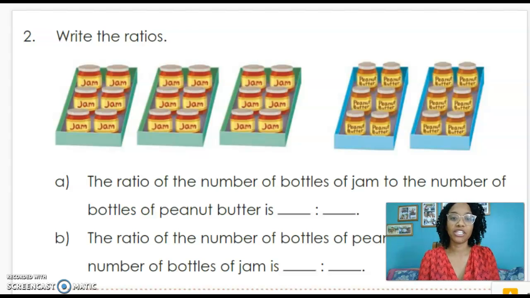Next, we know how to write the ratio when we have equal groups of numbers. So here we see 18 jars of jam and 12 jars of peanut butter, but we can also look at those as groups of 6. So the ratio of the number of bottles of jam to the number of bottles of peanut butter is 3:2 because there are 3 groups of 6 bottles of jam and there are 2 groups of 6 bottles of peanut butter. We also see this with simplifying. The ratio of 18 to 12 can be simplified by dividing by 6. 18 divided by 6 is 3, 12 divided by 6 is 2. So our ratio is 3:2. Now if we flip that around and ask for the ratio of peanut butter to jam, then our ratio is 2:3.